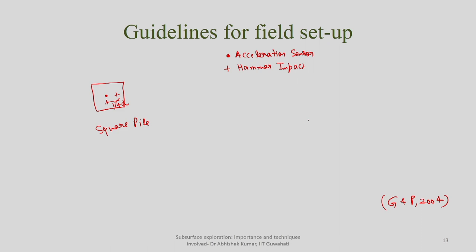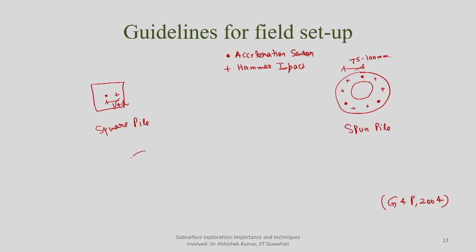Similarly, in case of a spun pile, this is your inner diameter and this is your outer diameter of the spun pile. You have acceleration sensors here, and in between the acceleration sensors you have the impact load or the hammer impact. The minimum distance between the hammer impact and the acceleration sensor should be 75 to 100 mm.